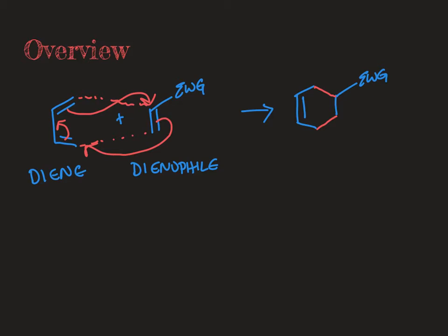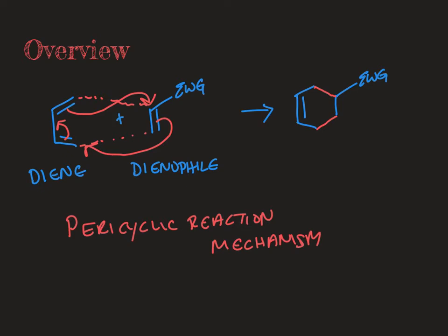Now notice if you look at the mechanism I drew, it's in a cycle. So electrons are moving in a circle. This is called a pericyclic reaction mechanism. And that really is referring to the electrons moving in a cyclical fashion. Everything happens in one step.